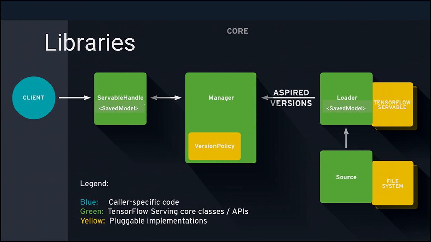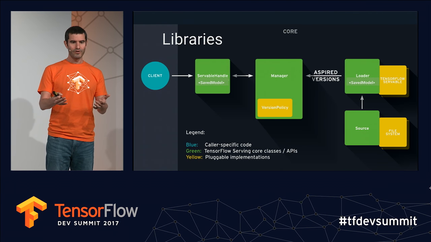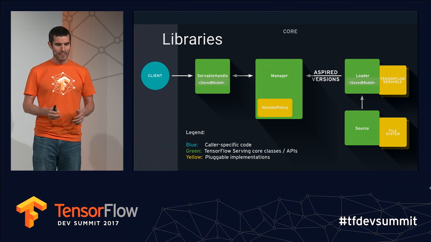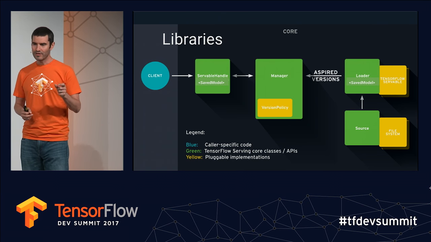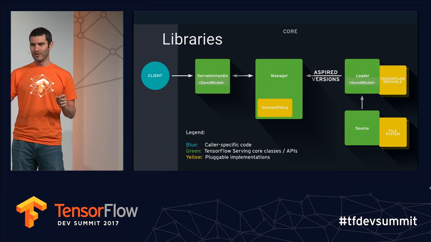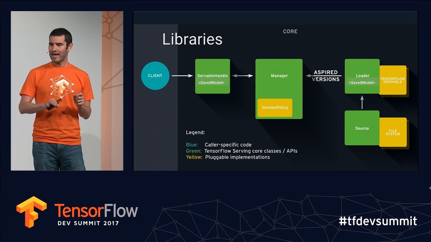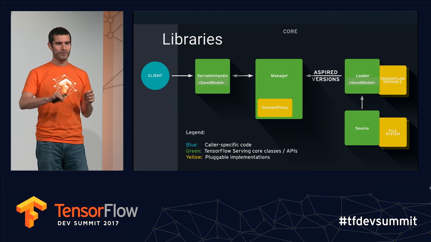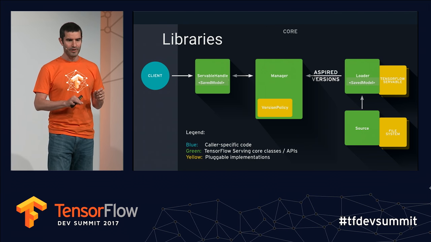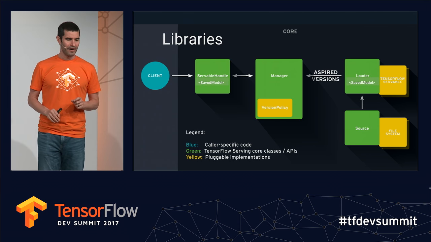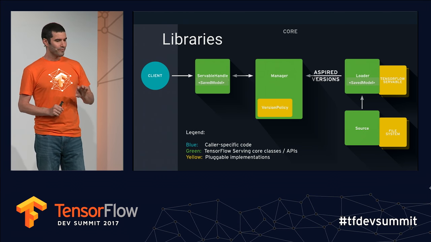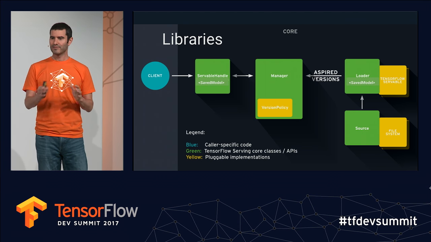And now we want to load version 2 because it's trained on fresher data, and it's going to provide better recommendations to users. So it's going to create a loader of a TensorFlow saved model. And it's important to note that the loader of a saved model knows how to load the saved model, and it knows how to estimate the resources such as RAM or GPU storage that will be used by the model. It doesn't actually load it yet. That's the job of the manager. So this loader is emitted to the manager as an aspired version.